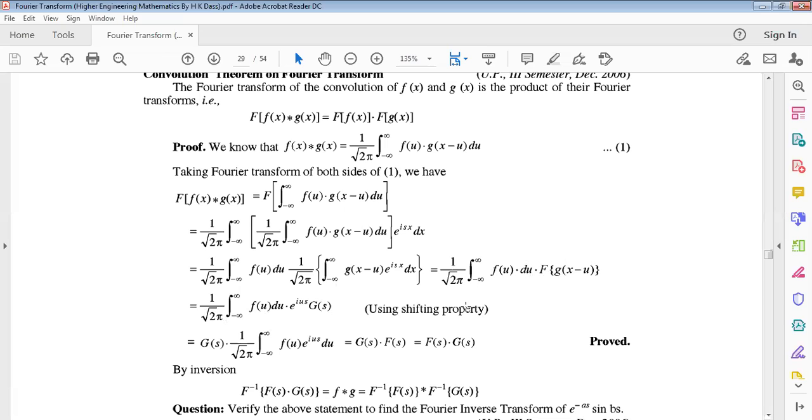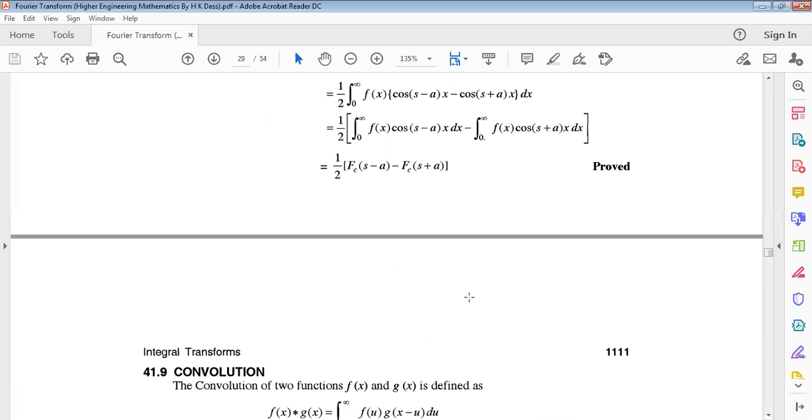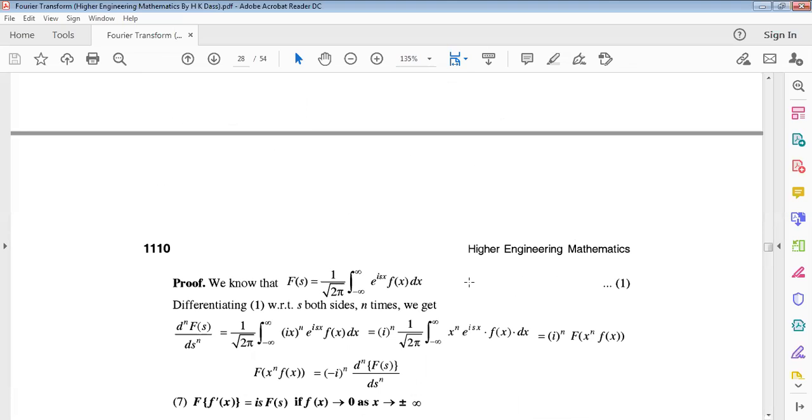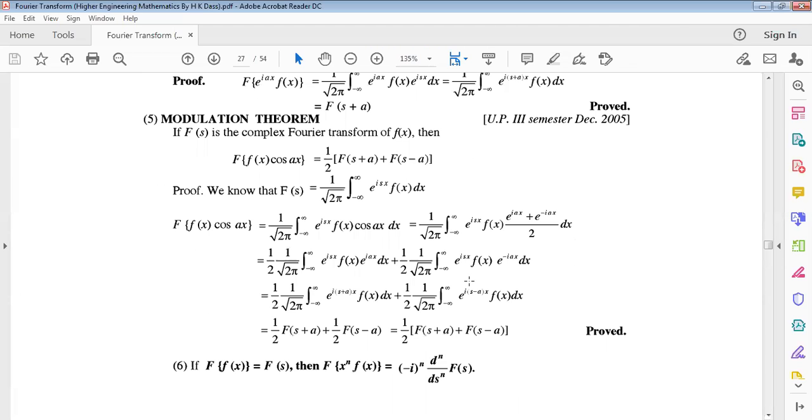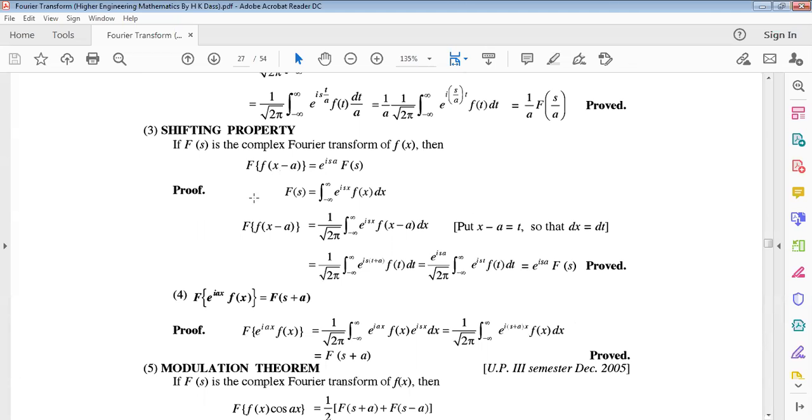We have already proved this property, the shifting property. That means the Fourier transform of f of x minus a equals e to the power isa times f of s. Remember it. This is the shifting property, just in exponential form. This integration transforms to e to the power isa times the Fourier transform of f of x.